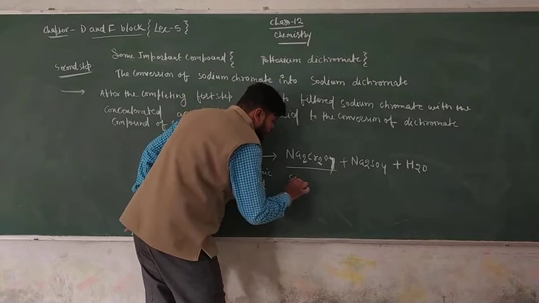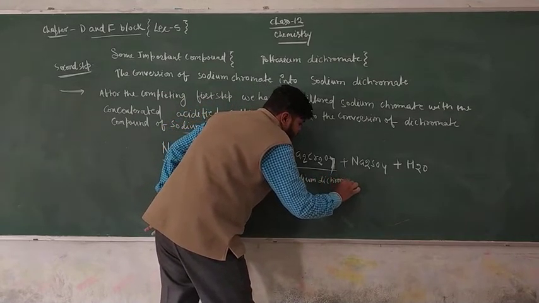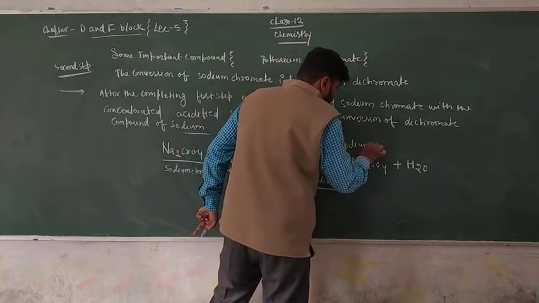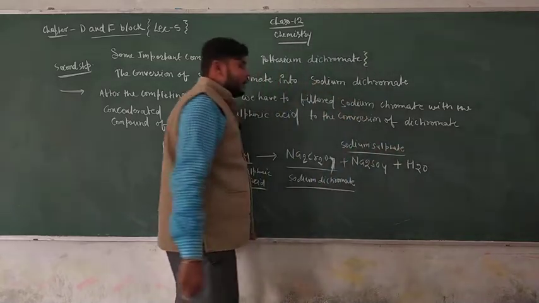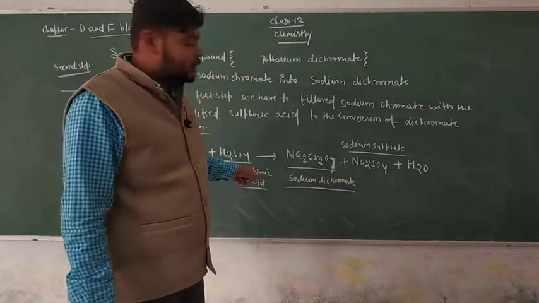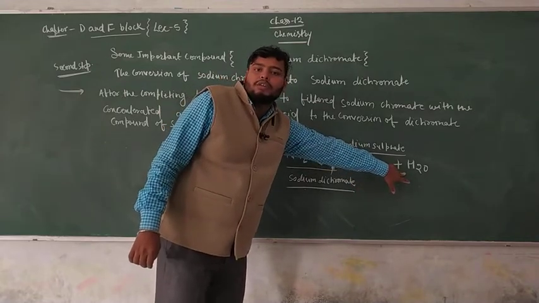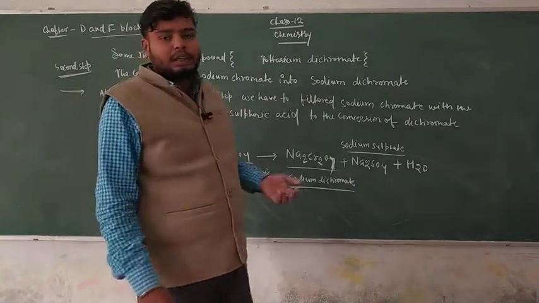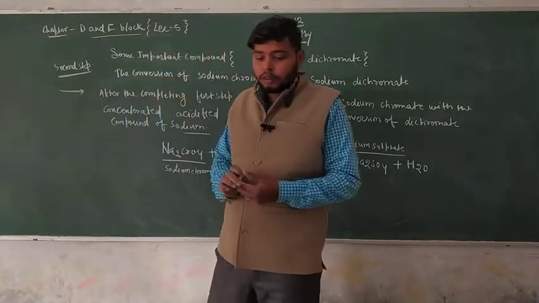This is sodium dichromate. This is sodium sulfate, and water is released. The sodium sulfate is hydrated with 10H2O molecules. Because it is the least soluble, it is removed by crystallization.